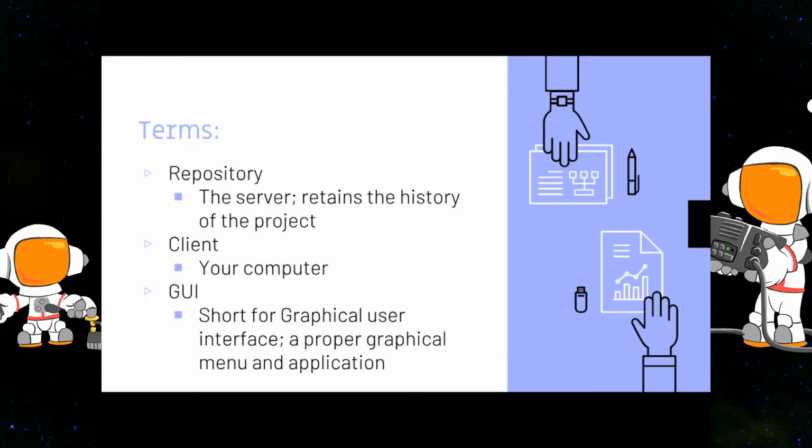The repository. Repository is the server, just flat out. It retains the history of your project, like Google Drive or Dropbox. Client is your computer. I'll also use the terms local and remote. Remote is just a server. Client or local is your computer. GUI is short for graphical user interface. It is basically a menu. Any sort of graphics that you're seeing, like an actual menu, is called a GUI.